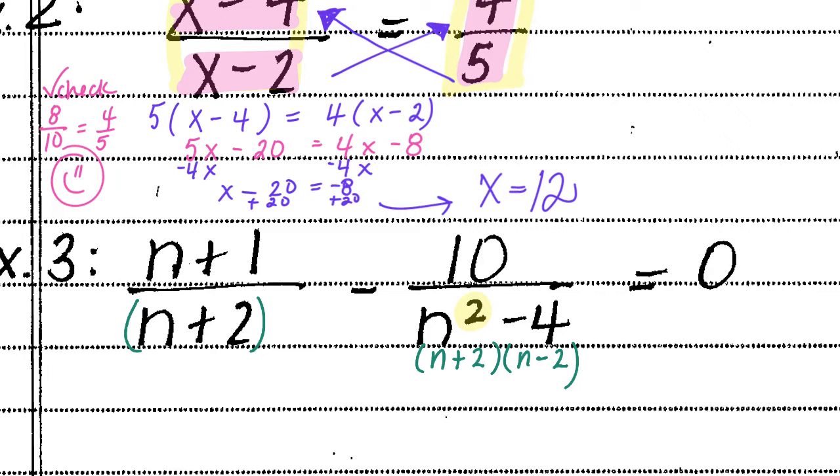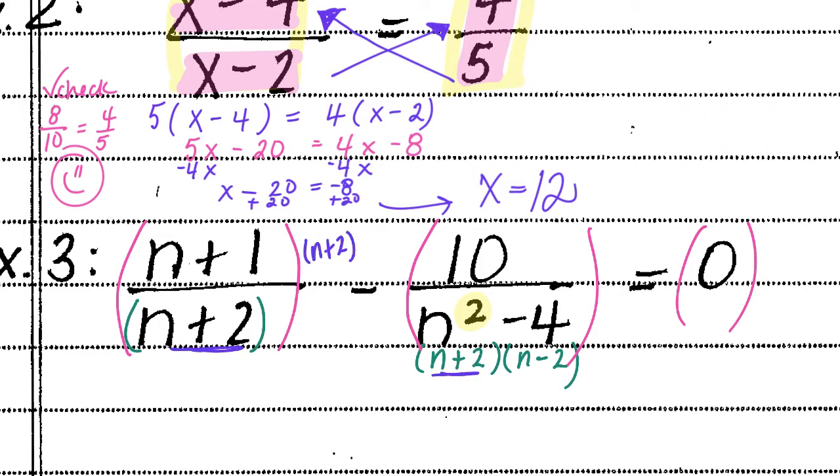So remember, with the least common denominator, I need to multiply all 3 terms by the least common denominator. I do share an n plus 2, so I know that n plus 2 has to be in the common denominator. But this one also has an n minus 1. I'm sorry, an n minus 2. Don't know where I got the 1. So my LCD is (n plus 2)(n minus 2). And notice I'm kind of shoving that in here to multiply everything through.